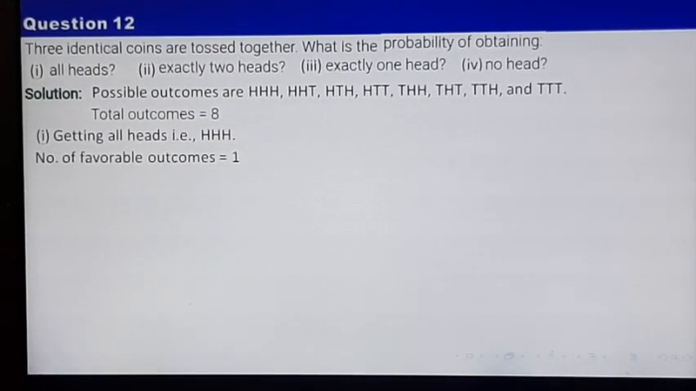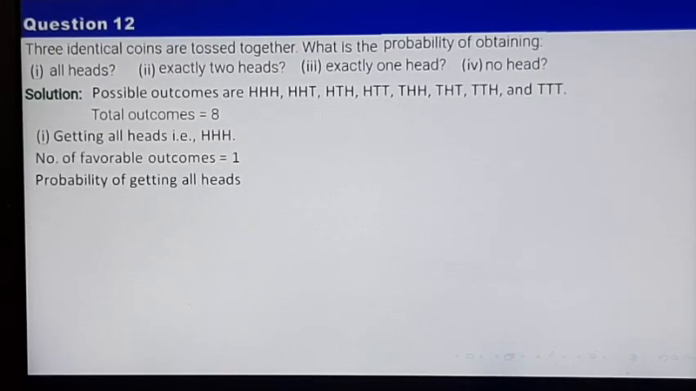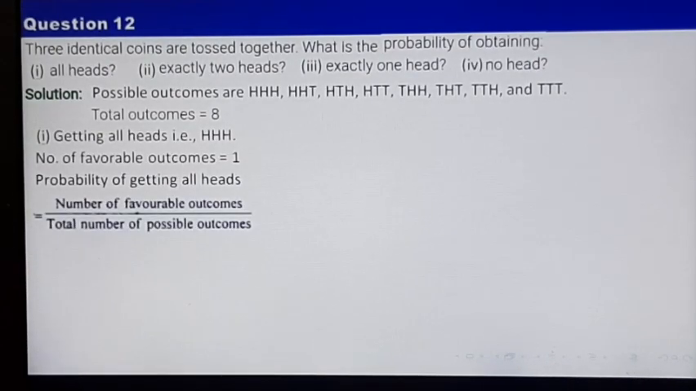Is that clear? Okay, now the probability of getting all heads. Using this formula, we have the number of favorable outcomes. How much? It is 1. And what is the total number of possible outcomes? It is 8. So my answer is going to be 1 by 8.